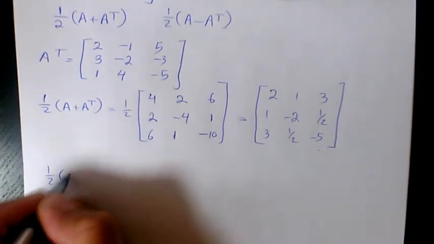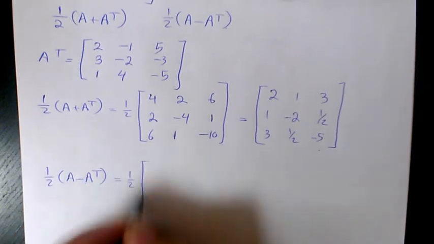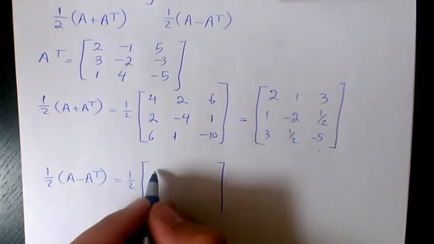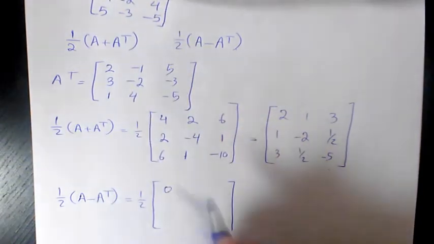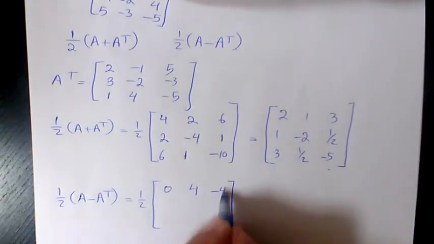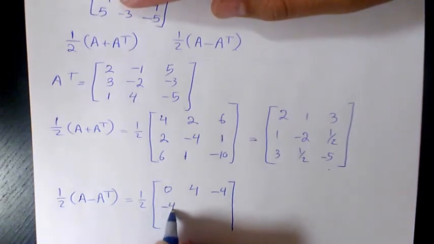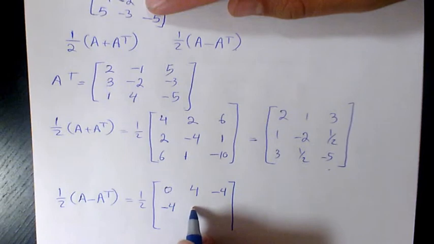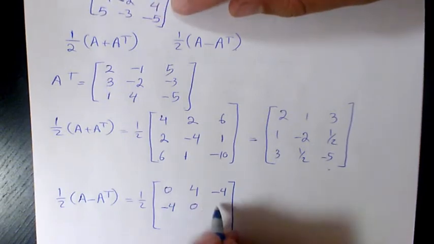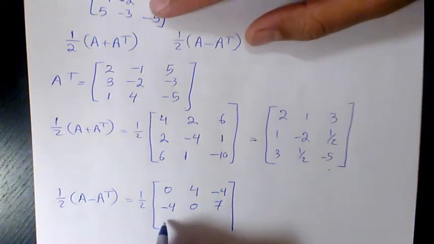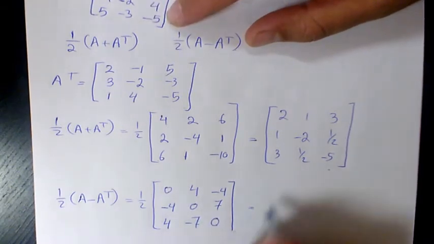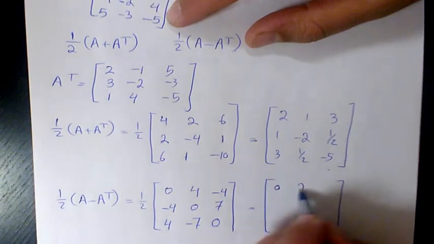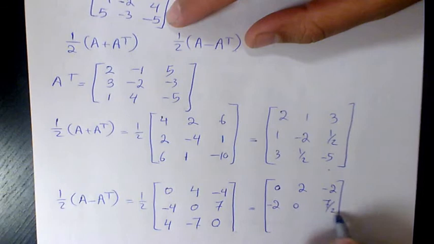Next one is 1/2 (A - A^T). So 2 minus 2 is 0. 3 minus negative 1 is 4. 1 minus 5 is negative 4. 1 minus 3 is negative 2... negative 2 minus negative 2 is going to be negative 2 plus 2, which is 0. 4 minus negative 3 is 7. 5 minus 1 is 4. Negative 3 minus 4 is negative 7. Negative 5 minus negative 5 is going to be 0. Half of it is going to be 0, 2, negative 2, negative 2, 0, 7/2, 2, negative 7/2, and 0.